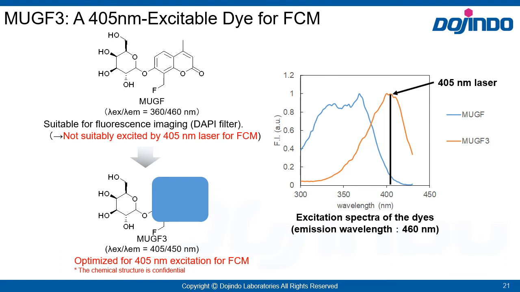wavelength in flow cytometers. Because of this, we at Dojindo developed a new Mugf molecule that is more suitable for 405 nanometer excitation, represented by the orange line in the graph. We named it Mugf3. Now let's see the results of flow cytometry using Mugf3.